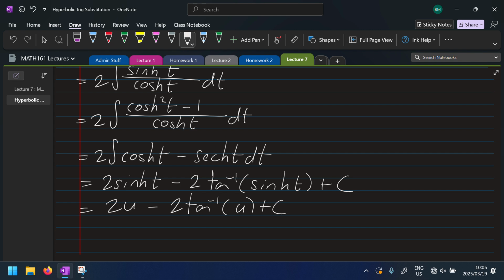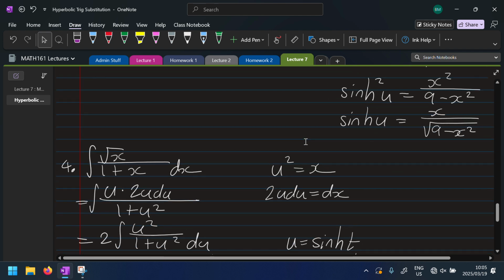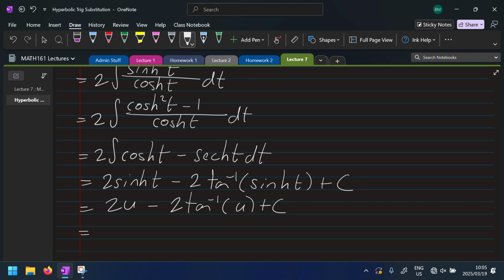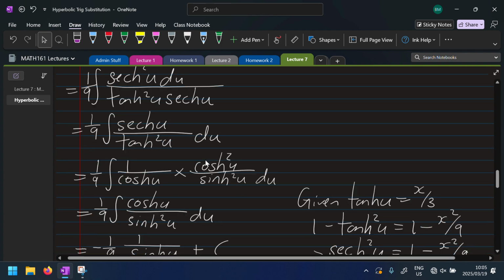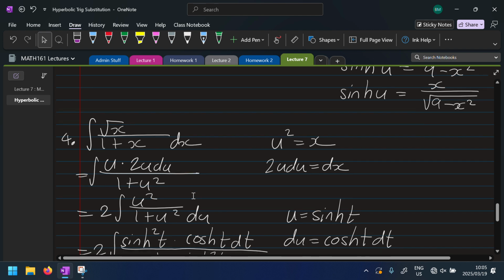Okay, now we're not done yet. We need to go back to x. So u squared is x. So 2u, go back up here. The roots on both sides, that's root x.